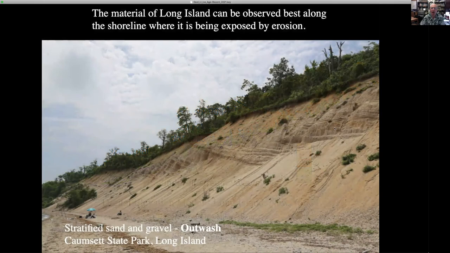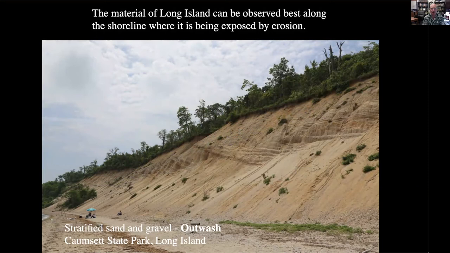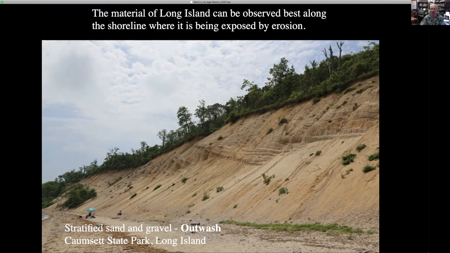If you want to see what Long Island is made out of, the best places to go are along the shoreline, where the subsurface of Long Island is being cut into by waves as Long Island erodes along the coast. So places like Calmset State Park will show you in these beautiful beach cliffs the layers of material. And what you see at Calmset are lots of layers of sand and gravel. This is a type of deposit that we call outwash.